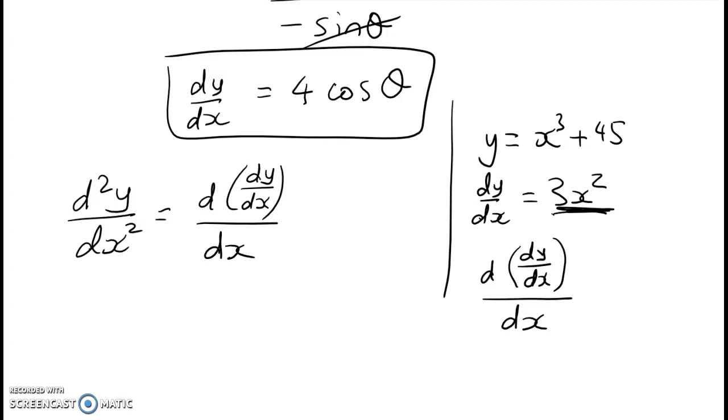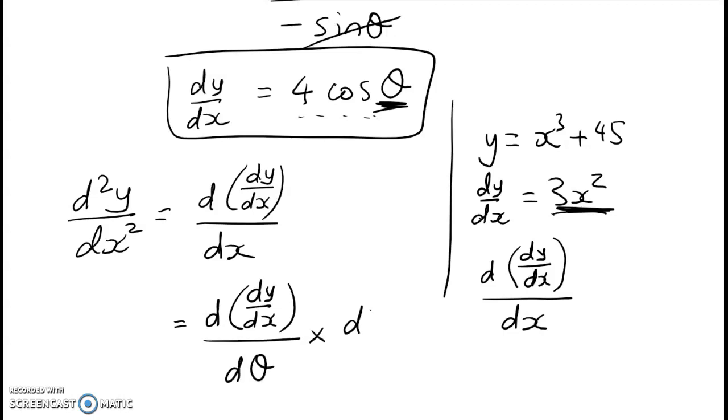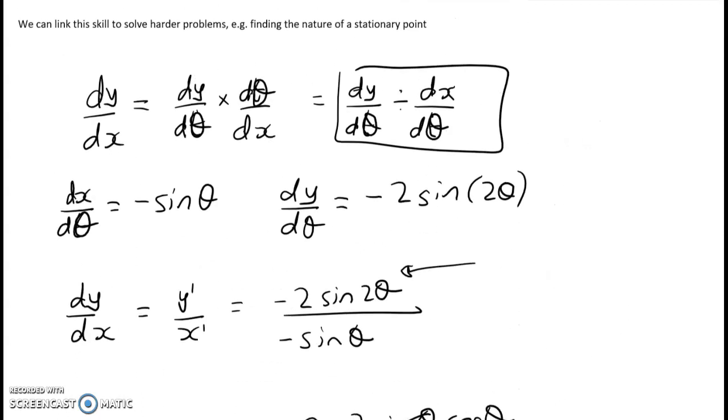But we've got a problem, right? Because this thing doesn't have any x's in it. It just has theta. So again, we're going to use the chain rule. And we're going to differentiate with respect to theta and then multiply by d theta by dx. So by using the chain rule, this becomes a really easy problem. All we have to do is differentiate this and then times by the reciprocal of this thing here.